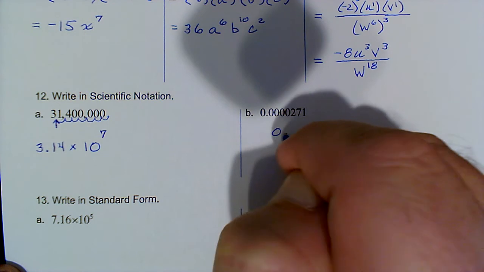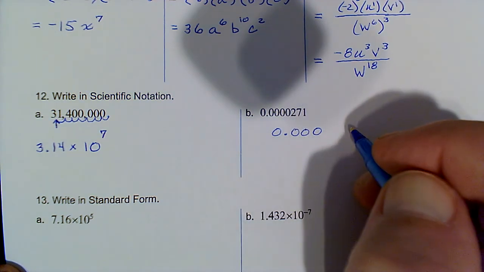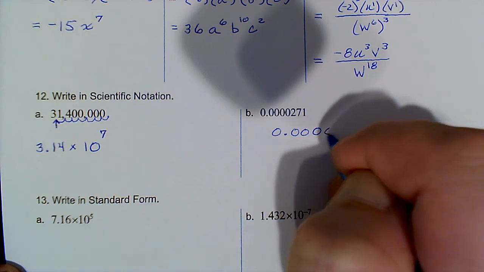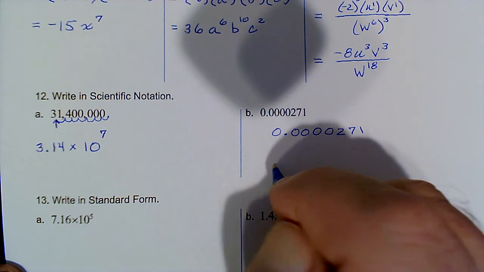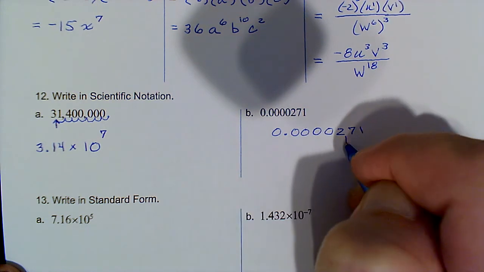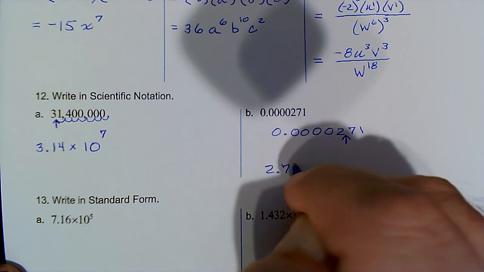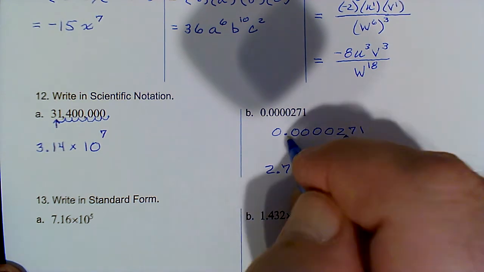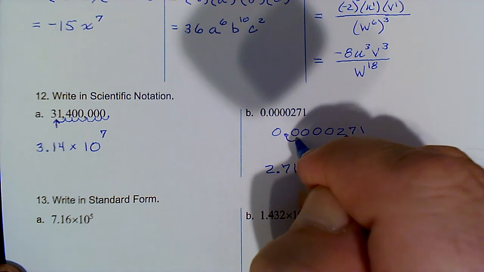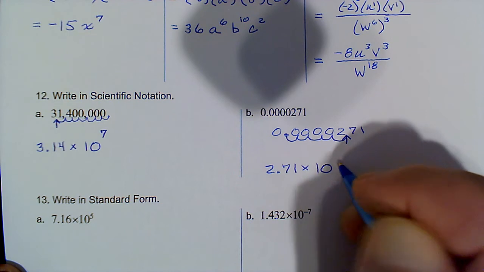And if the number is less than 1, the exponent's going to be negative. Now, let me recopy this. Actually, I'll write it as point, so I could show my loops a little bit better. Let's see, there's 1, 2, 3, 4 zeros, and then 2, 7, 1 after the decimal. Alright, so we know it's going to look like this for sure. One non-zero digit before the decimal would make it 2.71, and then it's always times 10 to some power. Count the decimal places, 1, 2, 3, 4, and 5.